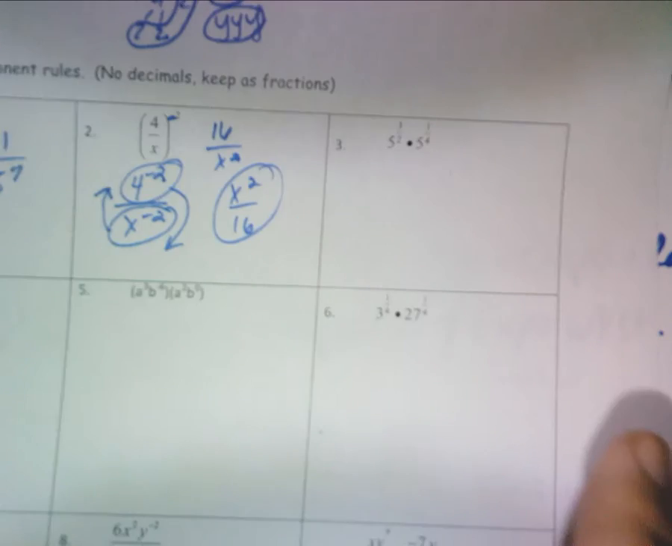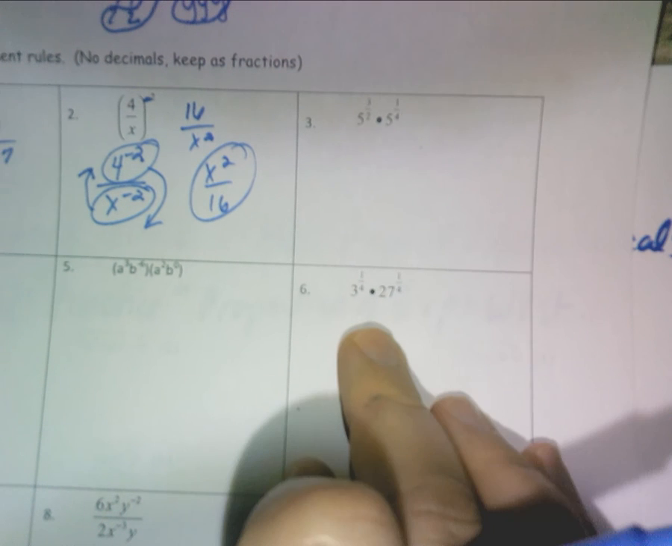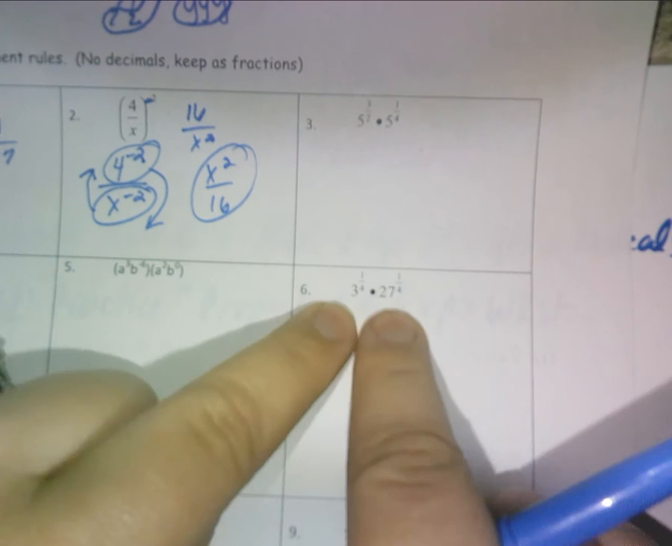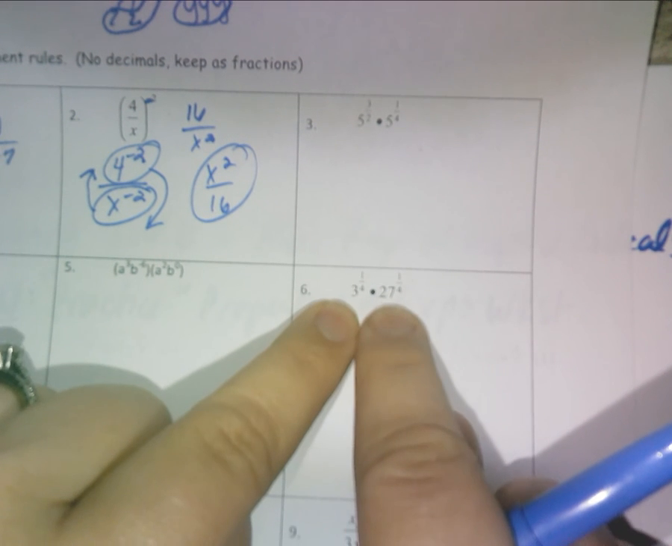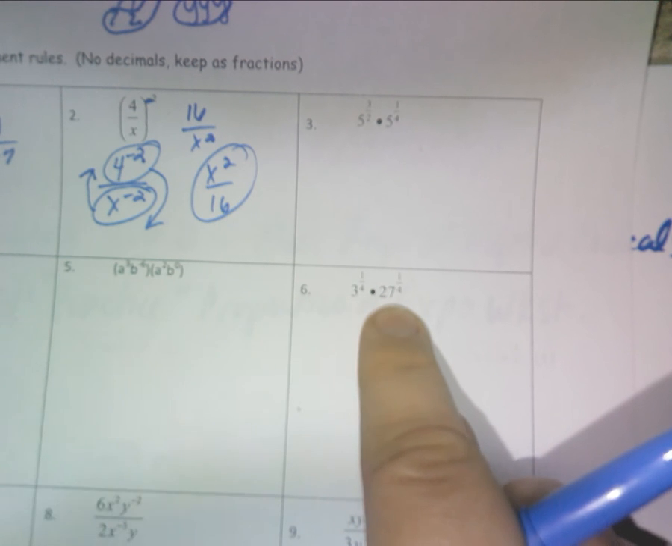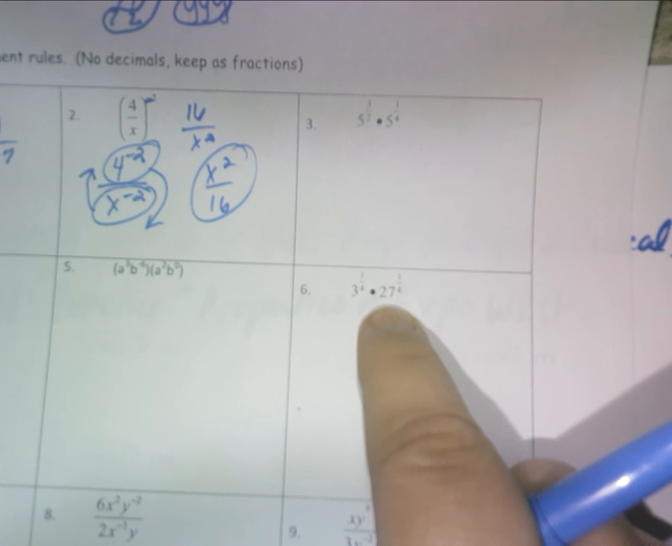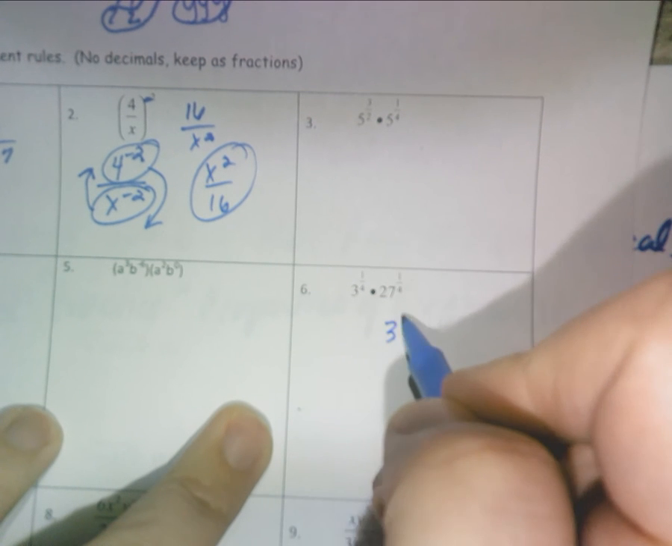Let's see another one. I want to do this one with you because this one always gets you people. Number 6. Are you allowed to multiply 3 and the 27 right now? Are they like bases? No. So the 27 is actually a power of 3, is it not? 27 is 3 what? 3 cubed.